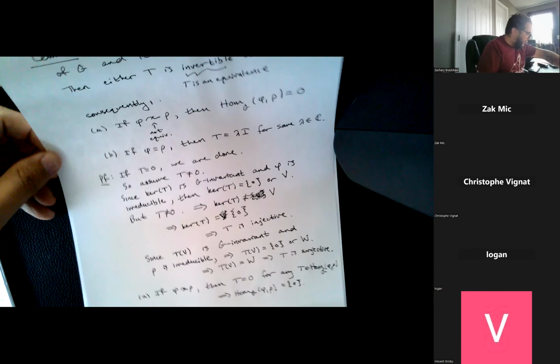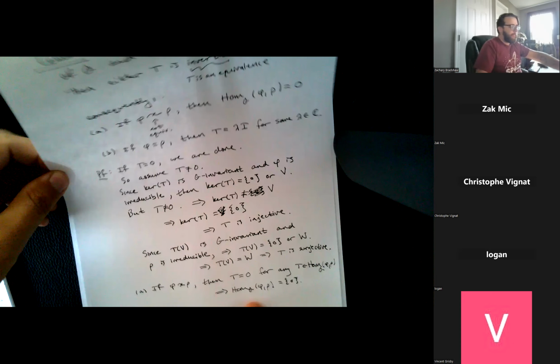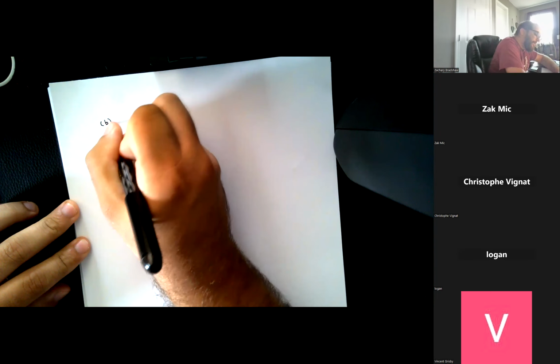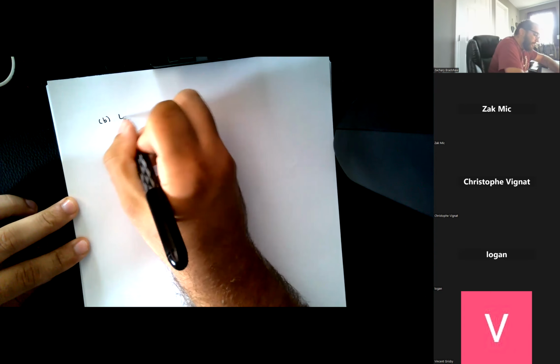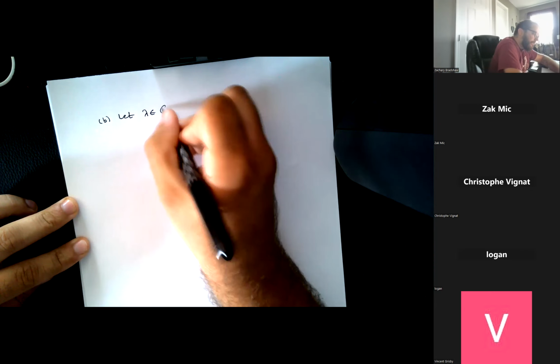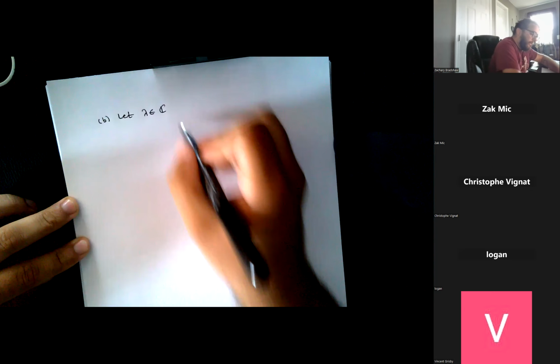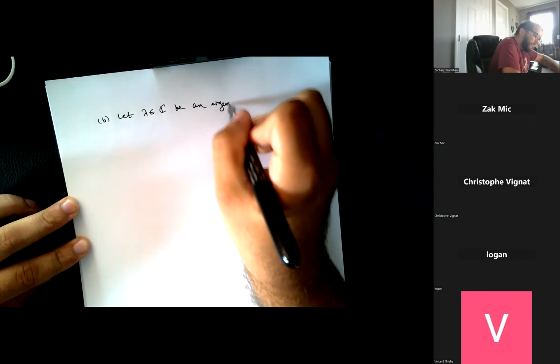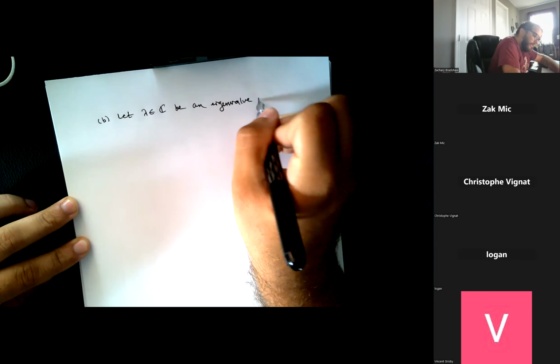Okay. And B is just ever so slightly trickier. Steinberg gives a different proof of B in the book. This is the one that I like. So just let lambda be a constant, which is an eigenvalue of T.